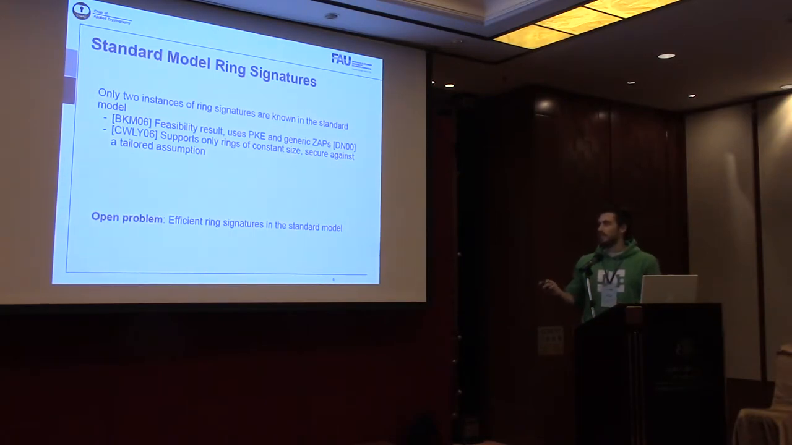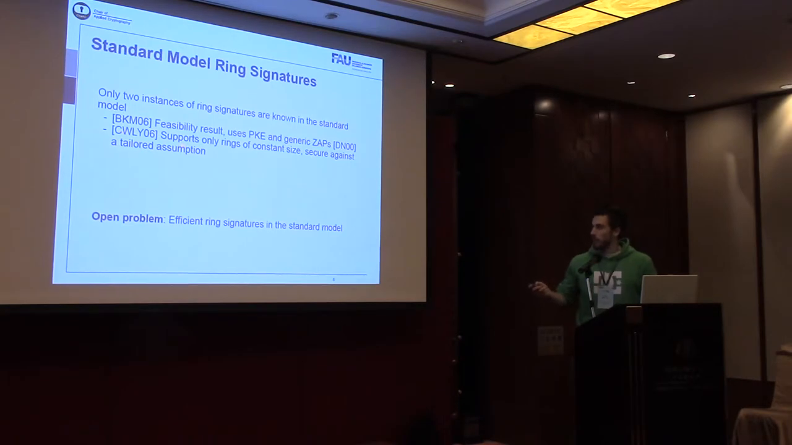And this is essentially a feasibility result because it uses public key encryption and generic subs. I mean, it's fine in terms of assumption and everything is standard, but as soon as you try to implement this thing, you have to go through a CARP reduction because I use this zero knowledge proof generically. So it's really, really inefficient. This is meant to be a feasibility result, but not actually used in practice.